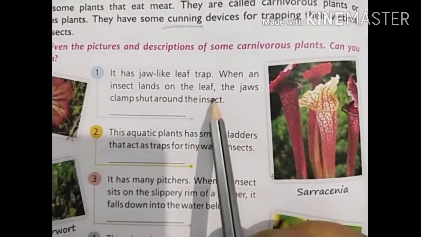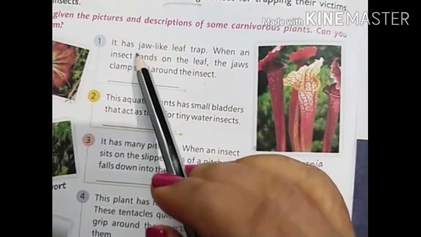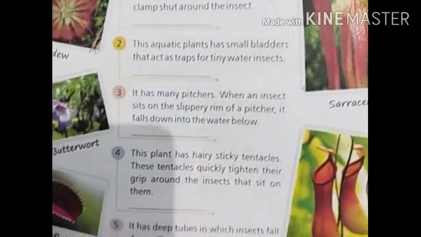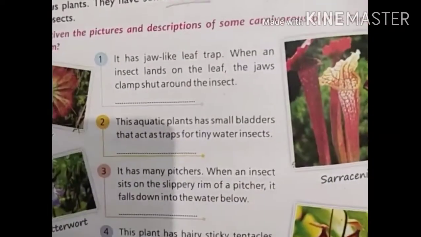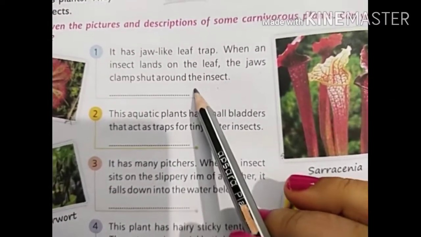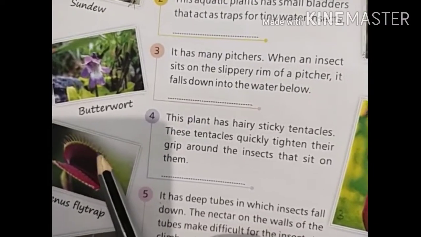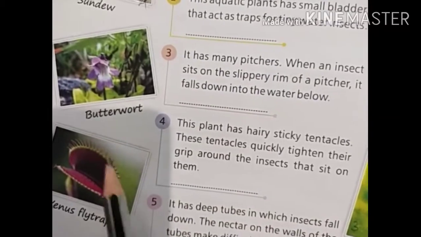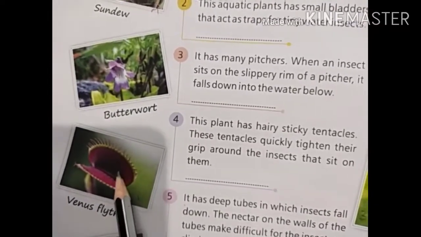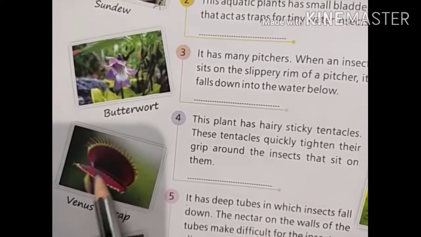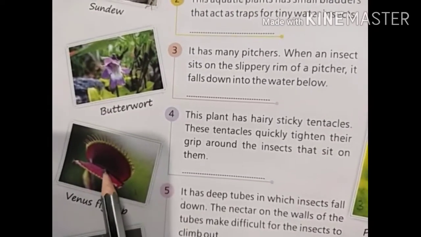When an insect lands on the leaf, the jaws clamp shut around the insect. The plant actually looks like a jaw; the leaves are like a jaw, and the leaf has two parts. As the insect sits, the leaf shuts immediately. It closes, and the insect sitting inside becomes trapped. The digestive juices secreted by the walls of the leaf digest the insect, which is already trapped inside the jaw.